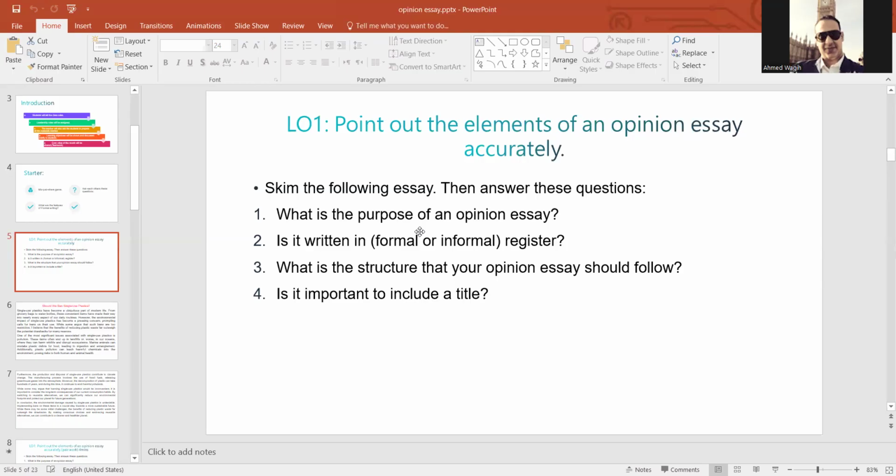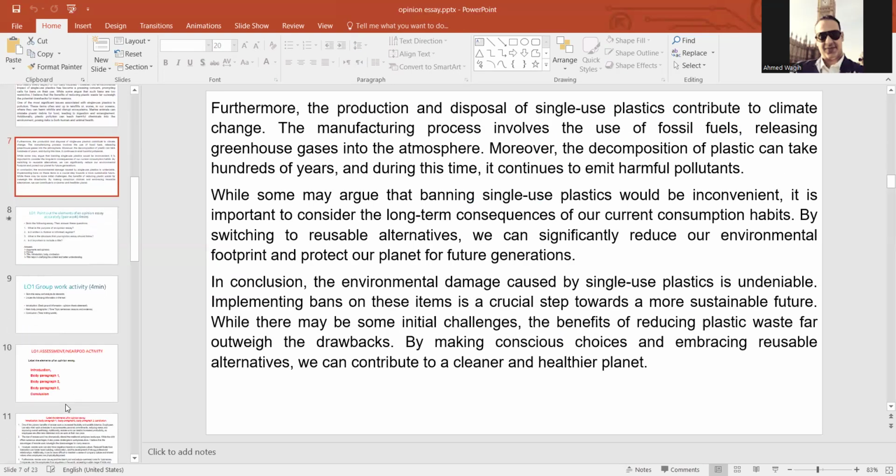You're right. What is the structure that your opinion essay should follow? Title, 6 paragraphs, introduction. Don't forget the thesis statement in your introduction. Don't forget to mention your opinion clearly in your introduction. Then 4 body paragraphs, 3 supporting your opinion, and 1 against. Then a conclusion, and in the conclusion, you mention your opinion again in other words and summarize your topic. Is it important to include a title? Sure, because it tells us, for better understanding, I mean. Okay, so now it's clear.